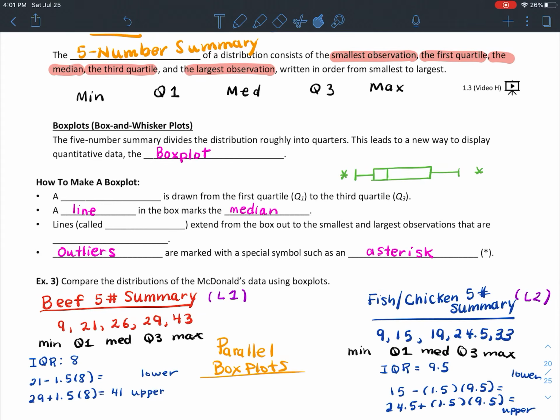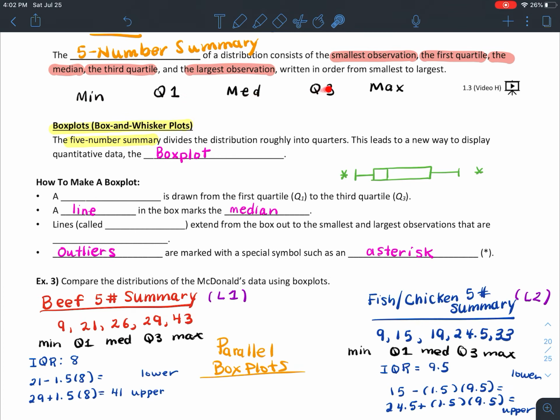Okay, we're picking up where we left off. We are still in section 1.3 discussing different ways numerically to analyze quantitative data. We left off where we were talking about the 5-number summary, which consists of the min, Q1, median, Q3, and max. And those 5 values really lead in nicely to what is called a box plot or a box and whisker plot. Okay, it uses the 5-number summary and creates this graphical display called a box plot.